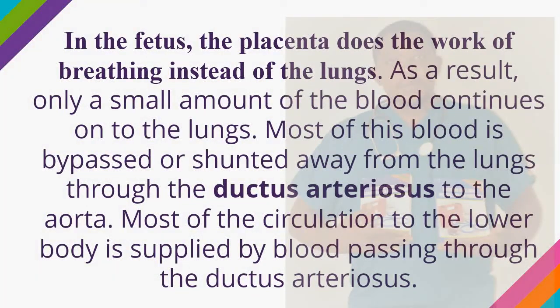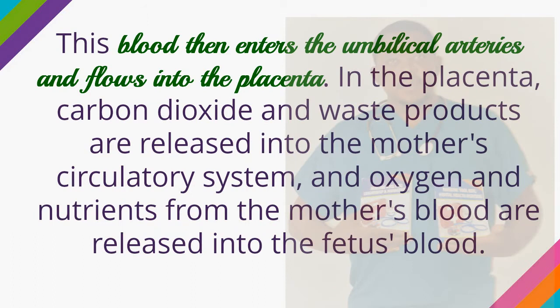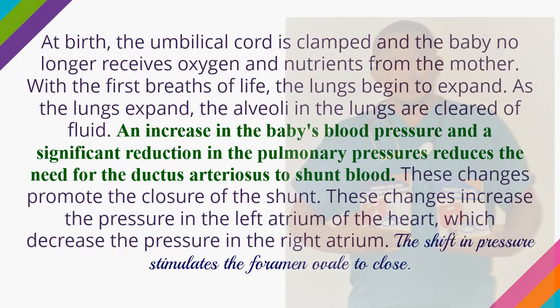Most of the circulation to the lower body is supplied by blood passing through the ductus arteriosus. This blood then enters the umbilical arteries and flows into the placenta. In the placenta, carbon dioxide and waste products are released into the mother's circulatory system, and oxygen and nutrients from the mother's blood are released into the fetus's blood.